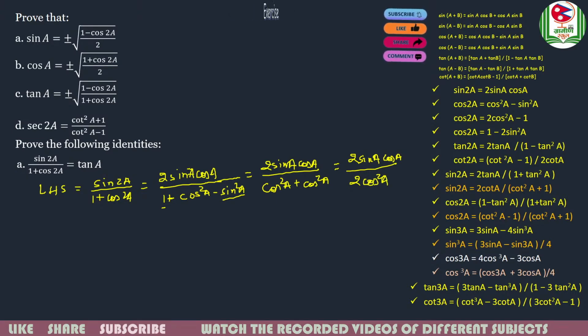So here 2 is cancelled out and cos is cancelled out. So what will be remaining? That is sin A upon cos A. So it is going to be tan A, and this is equal to RHS.